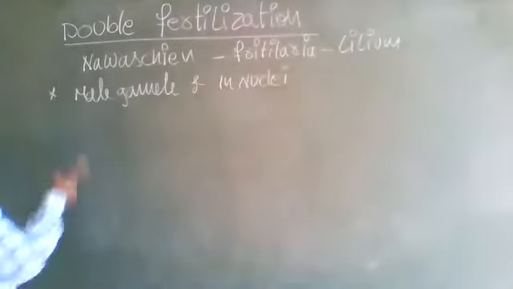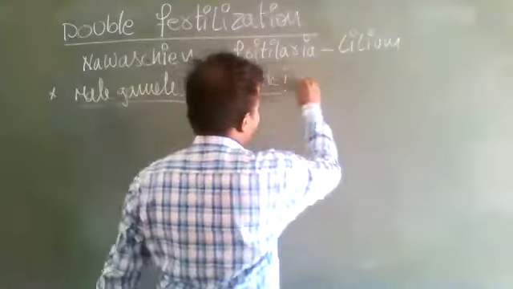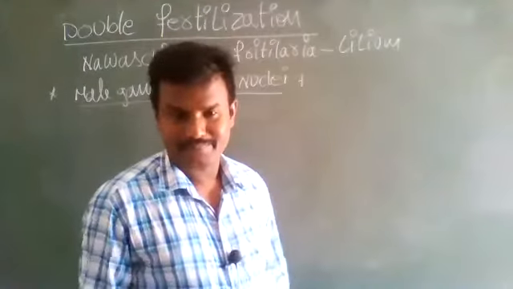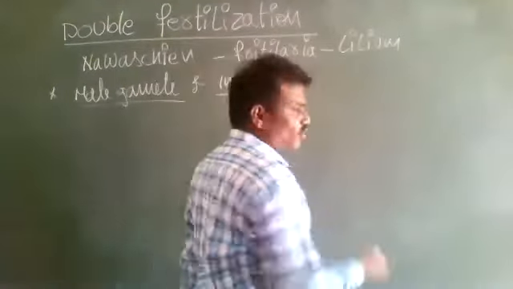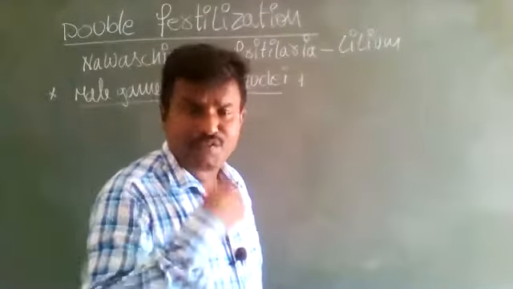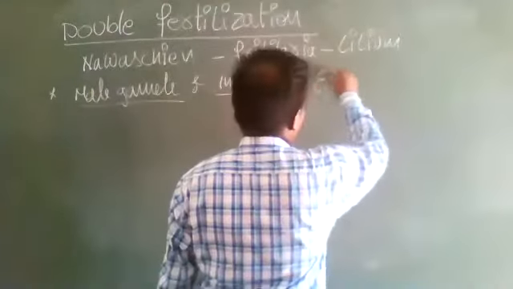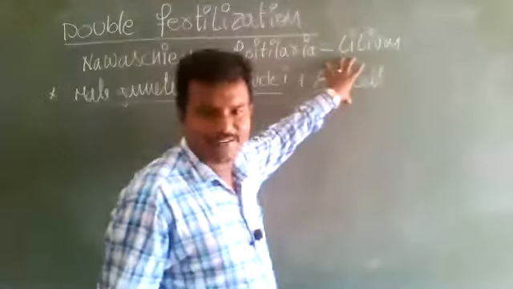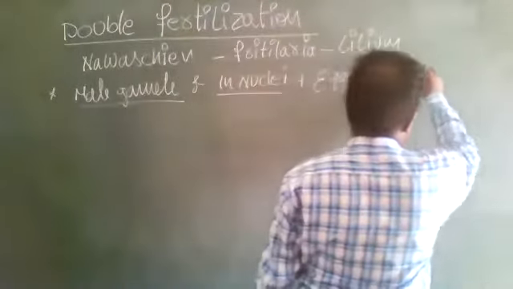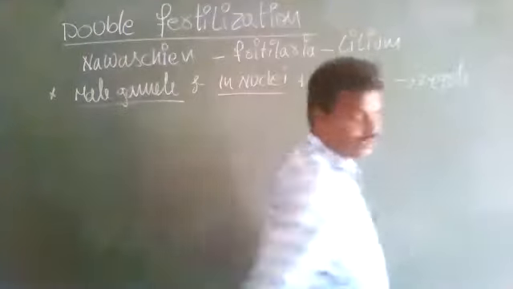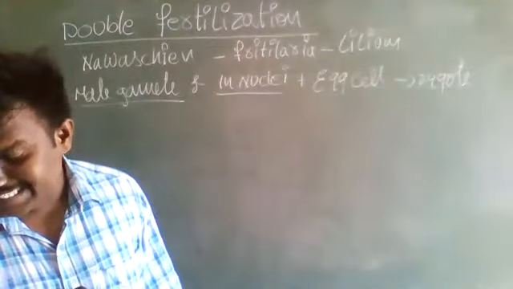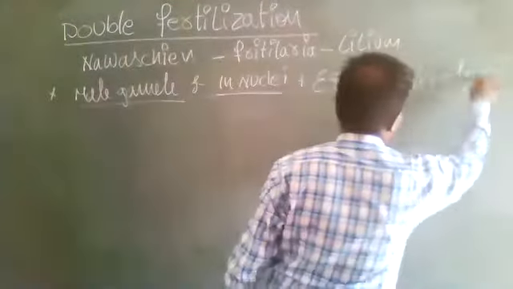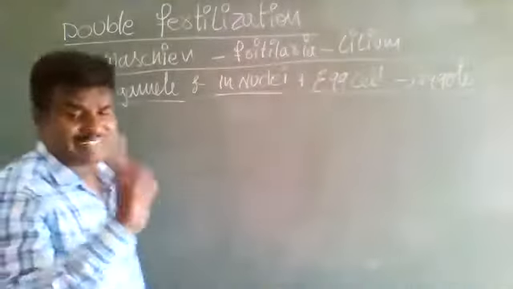Of those two male gametes, one male gamete, a haploid nucleus, enters one of the synergids. In the cytoplasm of the synergid, it fuses with the egg cell. So a haploid male gamete and a haploid female gamete fuse together and produce the zygote. It was observed by the scientist Strasburger. This is called zygote formation. This is called first fertilization.